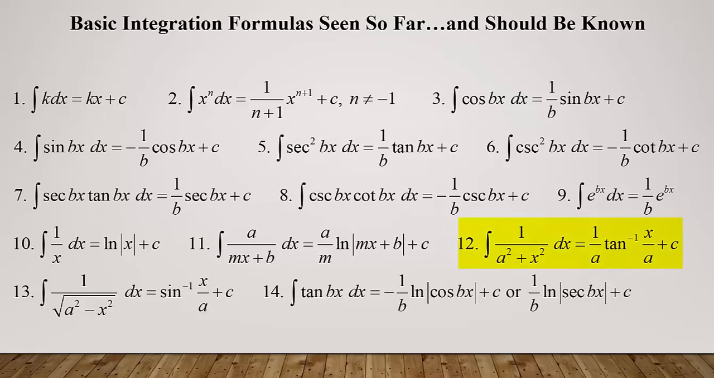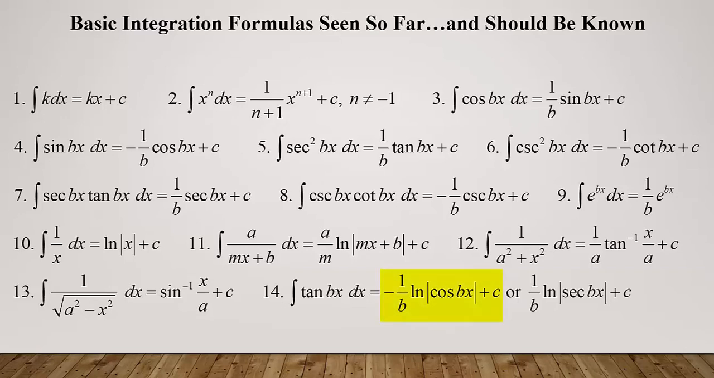Number 12, well, that's something that you should definitely know. How to get an inverse tangent as an antiderivative. 13, we see inverse sine. And 14, the antiderivative of tangent of bx dx.